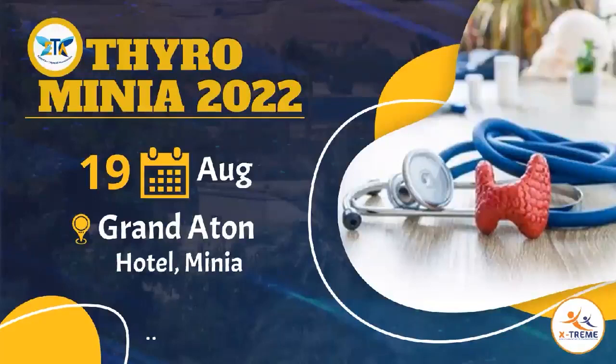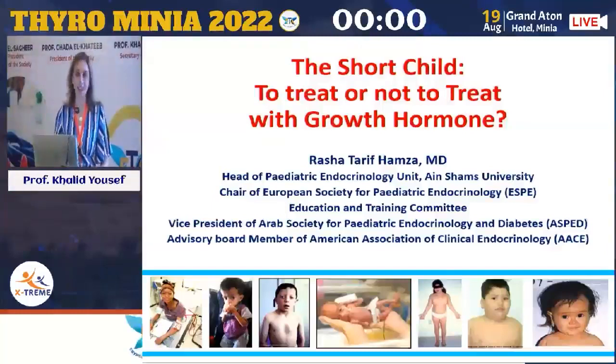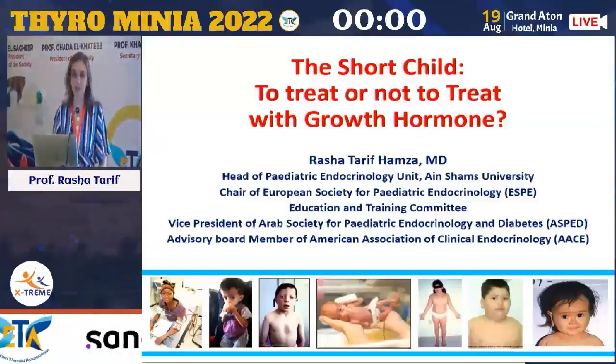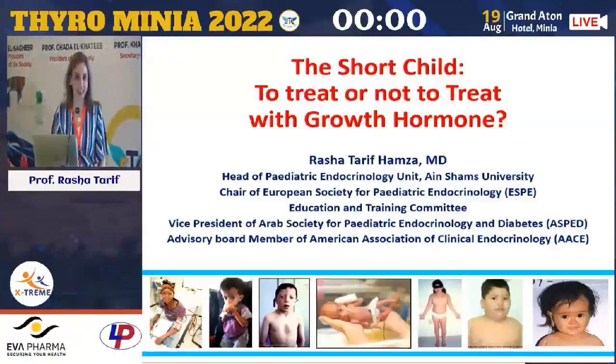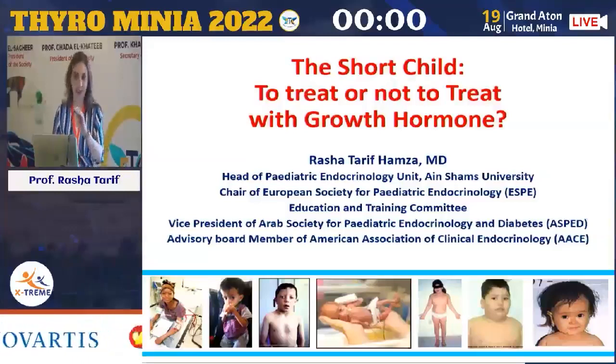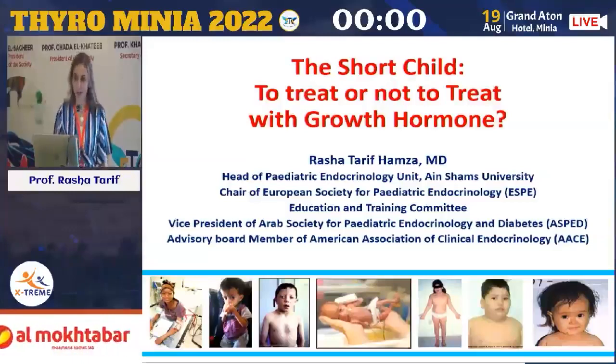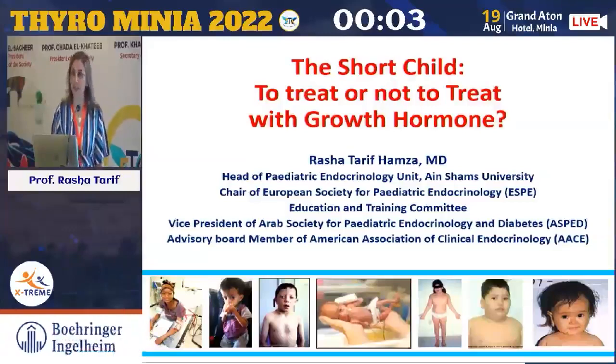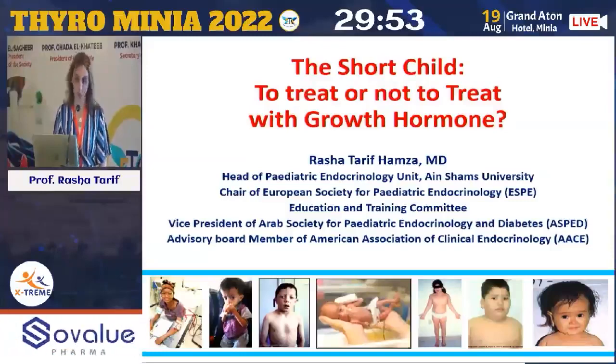الحقيقه احنا هنروح بقى من الثايرويد والدايابيتس للشورت ستاتشر. الشورت ستاتشر عندنا في البيدياتريك اندوكراين بنسميه البريد اند باتر، يعني اكتر حاجه بنشوفها واكتر حاجه بنشتغل فيها. فهحاول اخلي السيشن انتراكتيف على قد ما اقدر، وهحاول اجاوب على سؤال مهم كلنا بنتعرض له: the short child, to treat or not to treat with growth hormone.